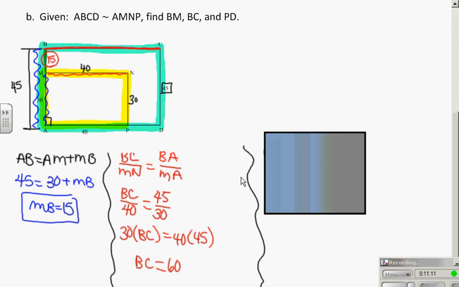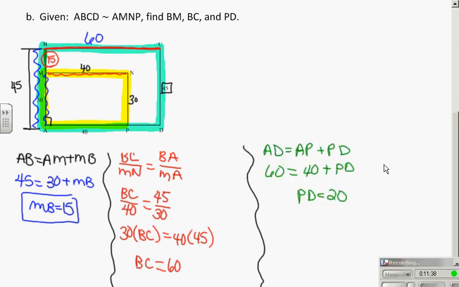In general, BC over MN is equal to BA over MA. Substitute the values you know. I don't know BC. I know that MN is 40, because it's the same as AP. I know that BA is 45, because it's the same as CD. And I know that MA is 30, and that is given. Simple cross multiplication, divide by 30, and BC ends up being 60.